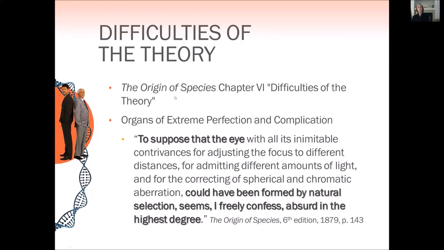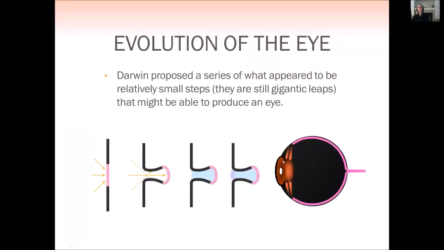In the book Origin of Species, he says, "To suppose that the eye, with all its complicated structures, could have been formed by natural selection seems, I freely confess, absurd in the highest degree." So Charles Darwin was saying that the idea that this complex eye could evolve through natural selection seems absurd. And yet he goes on to propose a series of what he thought might be relatively small steps that could produce an eye.